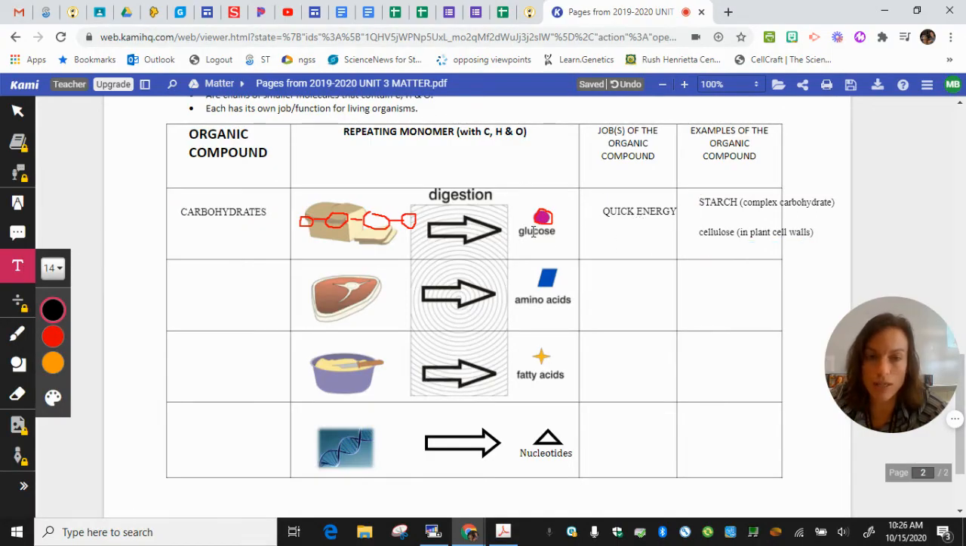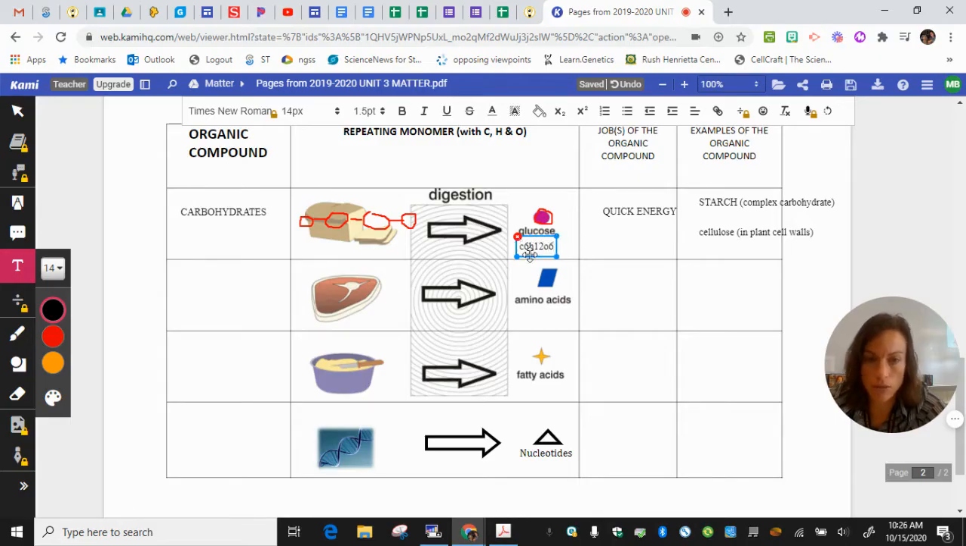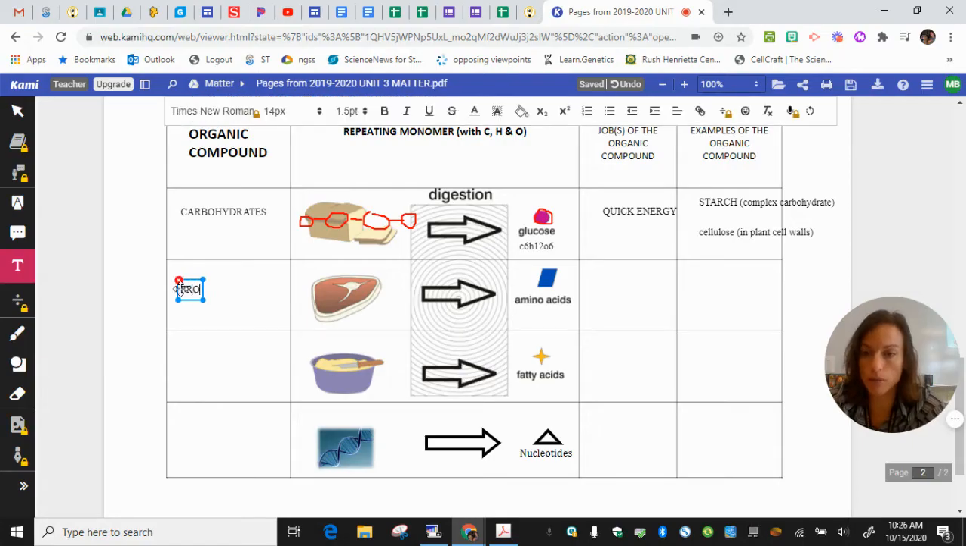Again, the glucose has carbon, hydrogen, and oxygen because its formula is C6H12O6. So sorry about the non-capitals, but you can see it has C, H, and O in it. So therefore, this whole thing is organic. The next one is protein, okay, or proteins.